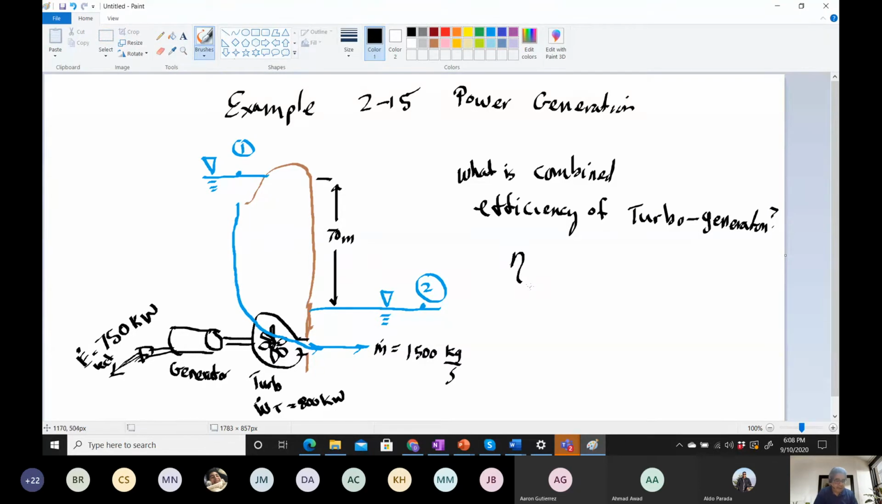It looks like an N with a tail. And the efficiency, usually the easiest way to remember efficiency is it's energy output, or in this case, energy rate output, divided by what it costs you, what you're putting in, energy.